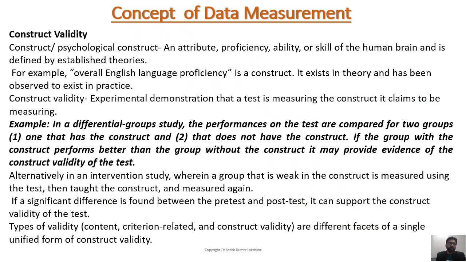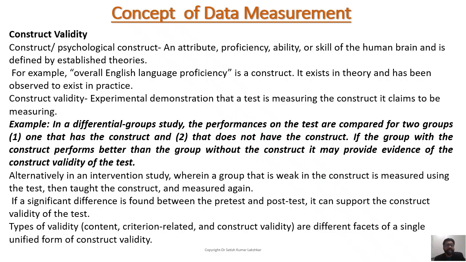One more important term is construct validity. While measuring the data, we need to talk about the construct also. What is a construct, or psychological construct? It is an attribute, proficiency, ability, or skill of the human brain, and it is defined by established theory. For example, overall English language proficiency is a construct. A construct is defined by different smaller constructs or parameters. It exists in theory and has been observed to exist in practice also. Now, what is construct validity?